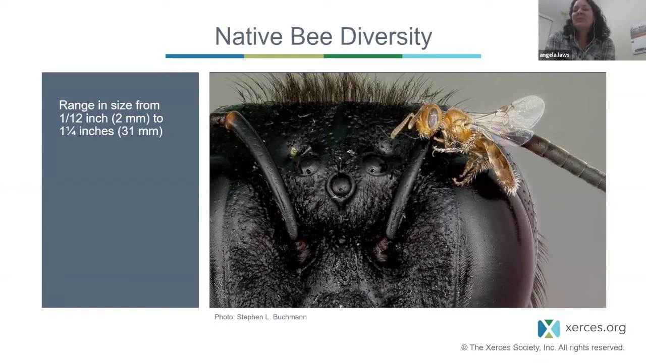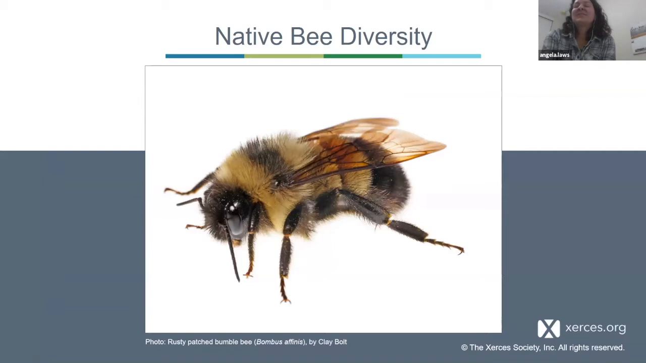As I said, wild bees are wonderfully diverse. This is a photo of the smallest known species of bee on the head of the largest known species of bee. It's a huge variety. I'm just going to show you some pictures. So this is a bumblebee.